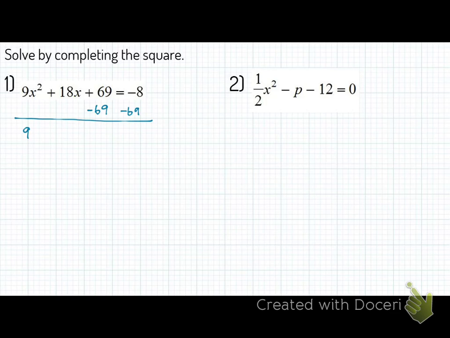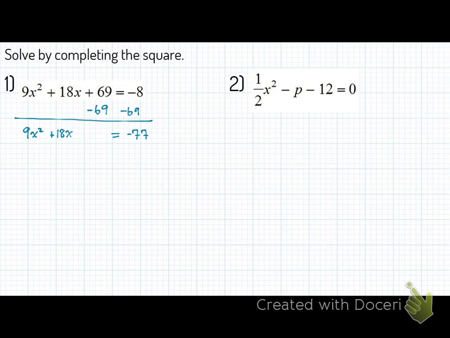So we get 9x squared plus 18x is equal to, 69 minus 69 is just 0. Negative 8 minus 69 is negative 77. Okay. Then I notice that a is not equal to 1. A is equal to 9, so I'm going to divide both sides by itself.